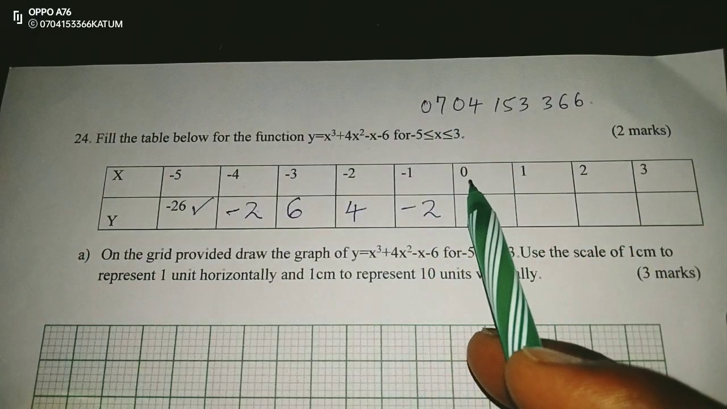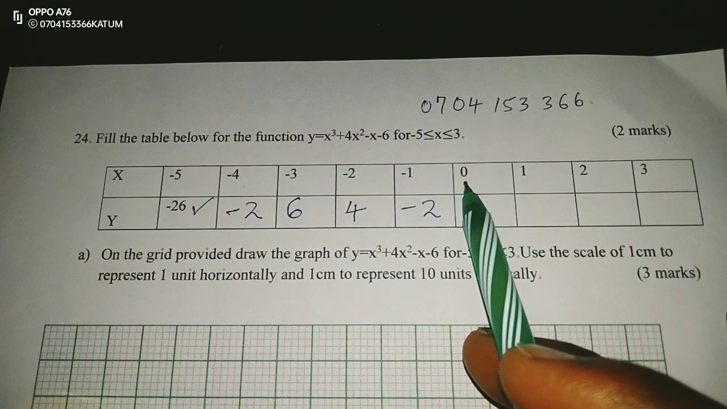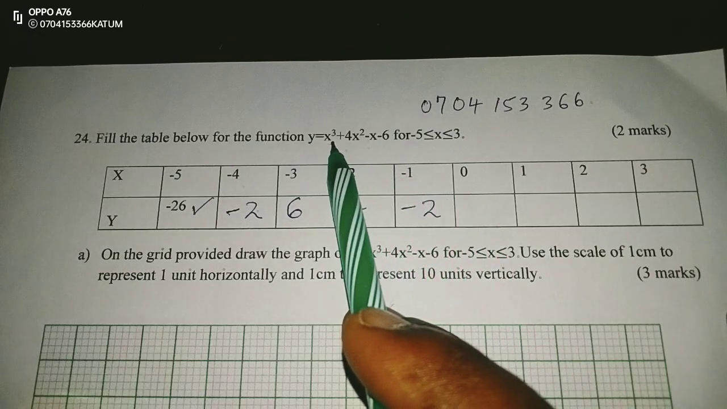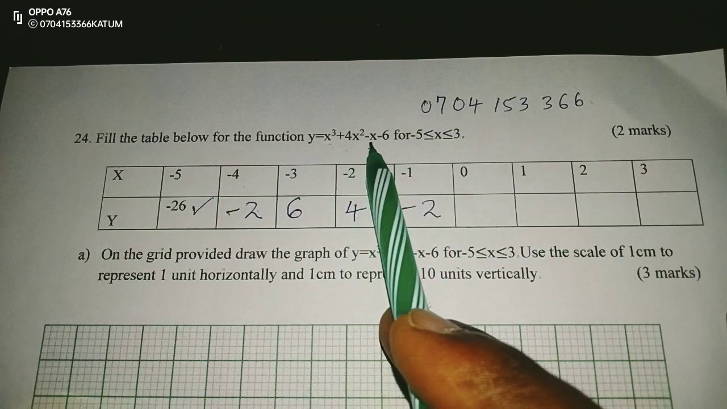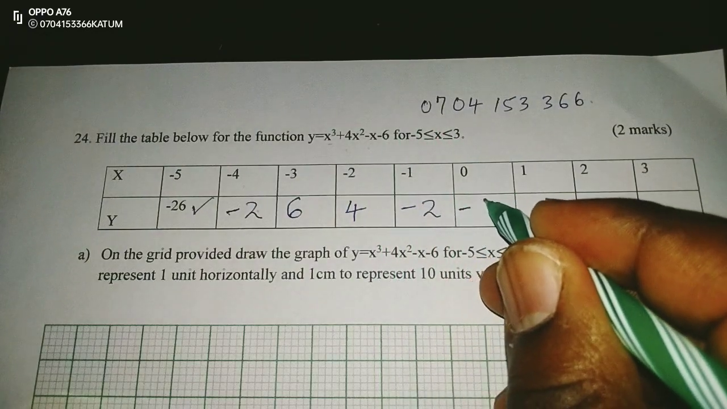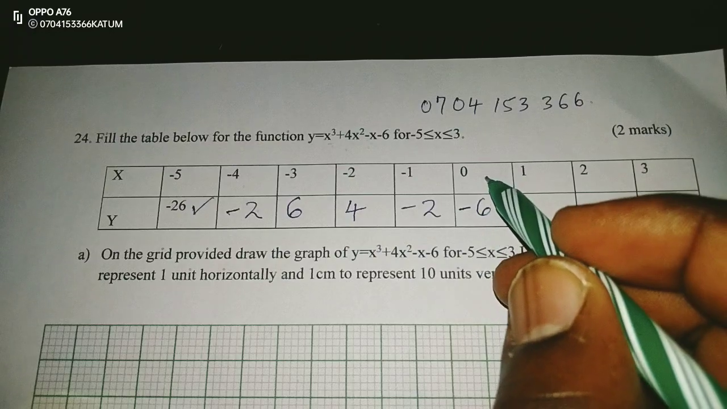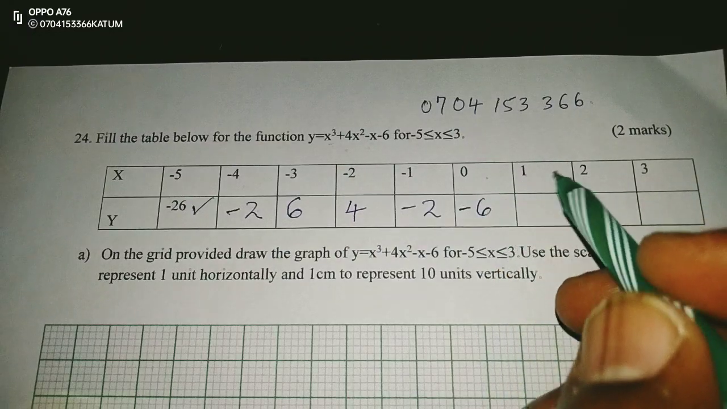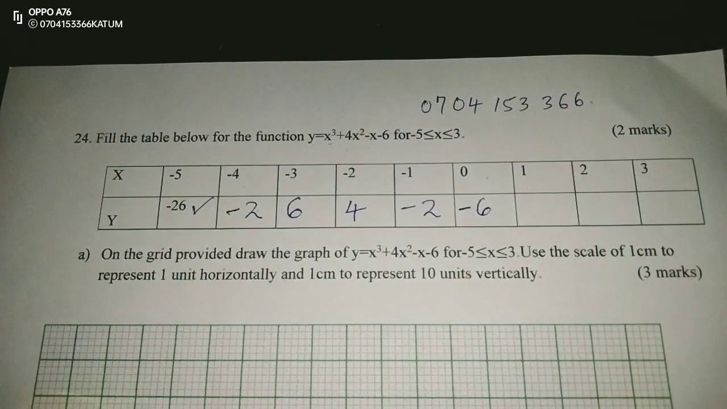Then when we substitute 0 in this equation, this becomes 0, this becomes 0, this becomes 0. We remain with -6. So when x is 0, the value of y will be -6. We can go next to +1.